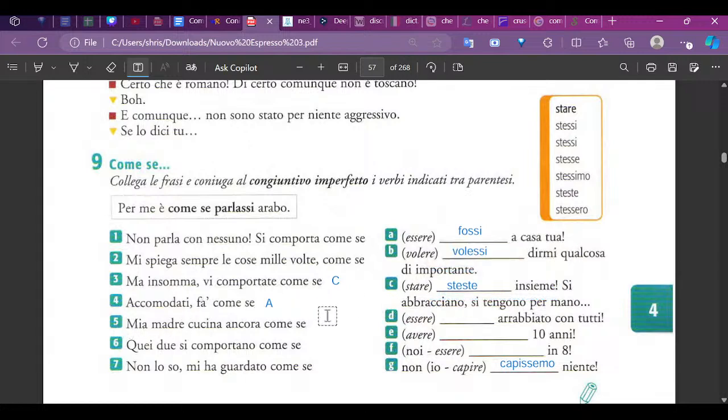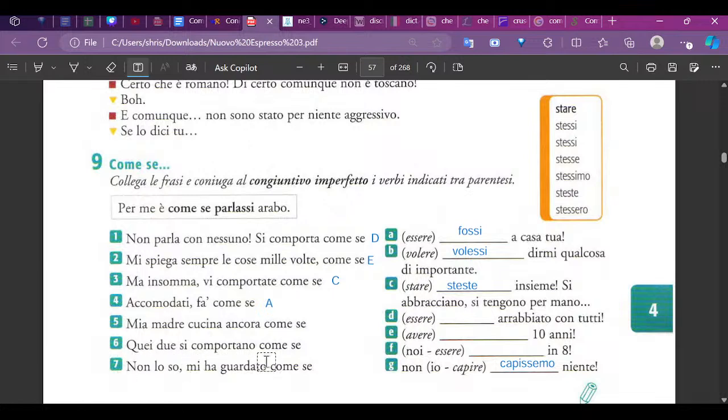Mia madre cucina ancora come se. Non parla con nessuno. Comporta come se. Oh, this would be D. Doesn't talk to anyone. Behaves as if he's angry. Mi spiega sempre le cose mille volte come se. As if I'm 10 years old.